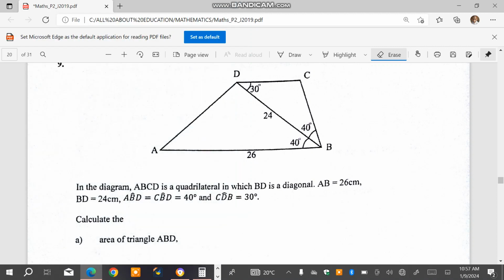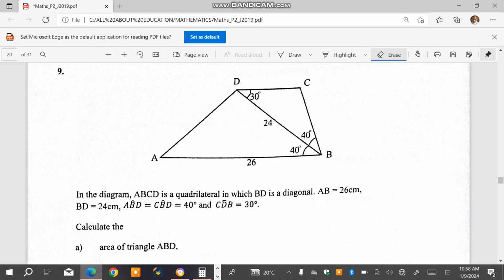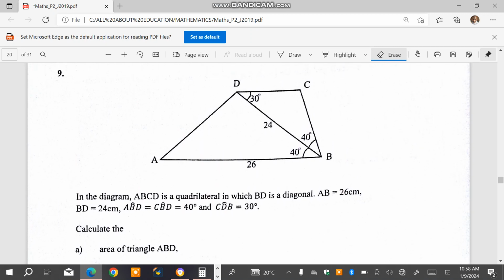I'm going to revise with you question number 9 from June 2019, Mathematics Paper 2. So without wasting much of your time, let me get into the first question, which reads: in the diagram, ABCD is a quadrilateral in which BD is a diagonal. AB is 26 centimeters, BD is 24 centimeters, and angle ABD is equal to angle CBD, which is equal to 40 degrees, and angle CDB is equal to 30 degrees.